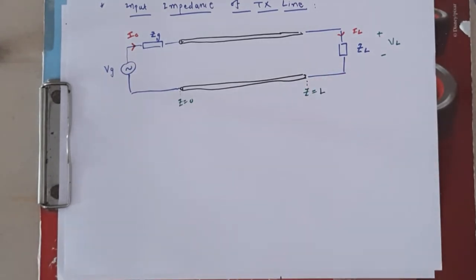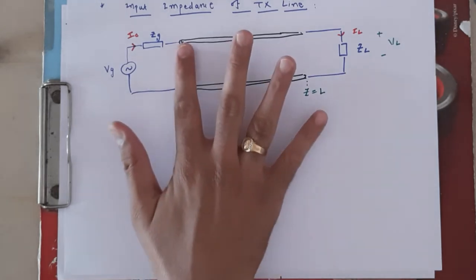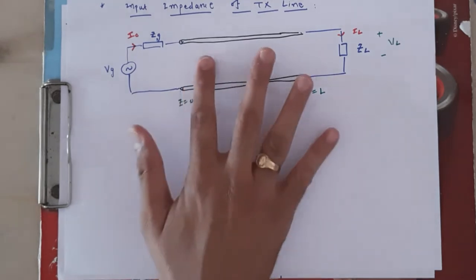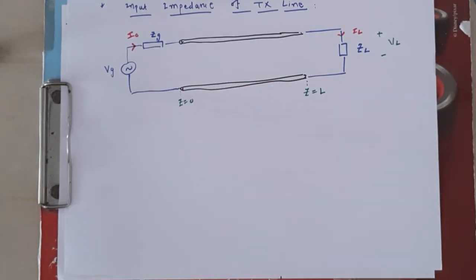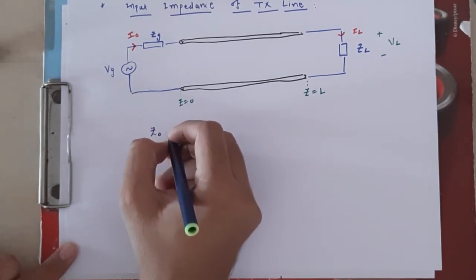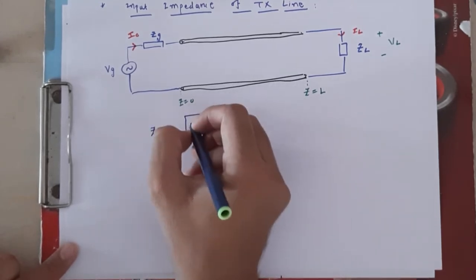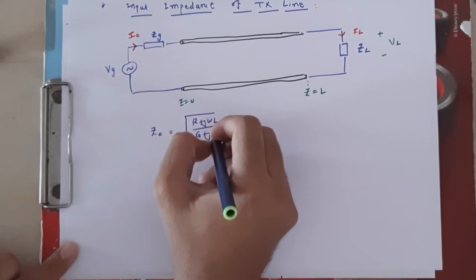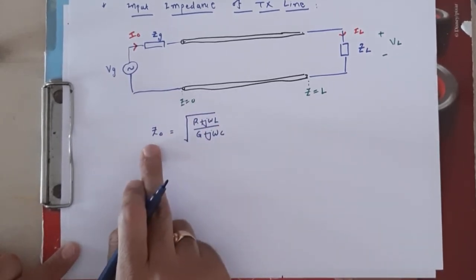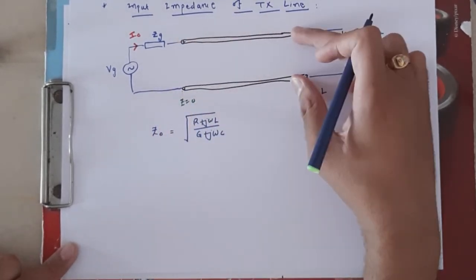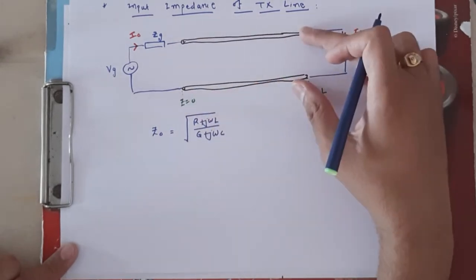Okay, so you can say that the intrinsic impedance is distributed over the transmission line. Now we have to measure the input impedance. First of all, what is intrinsic impedance? Sorry, characteristic impedance: Z0 equals the square root of (R plus j omega L) upon (G plus j omega C). It is known as the characteristic impedance of the transmission line, and this characteristic impedance is distributed over the transmission line.